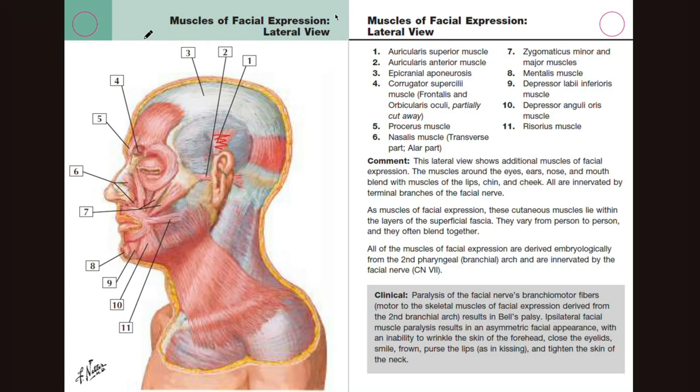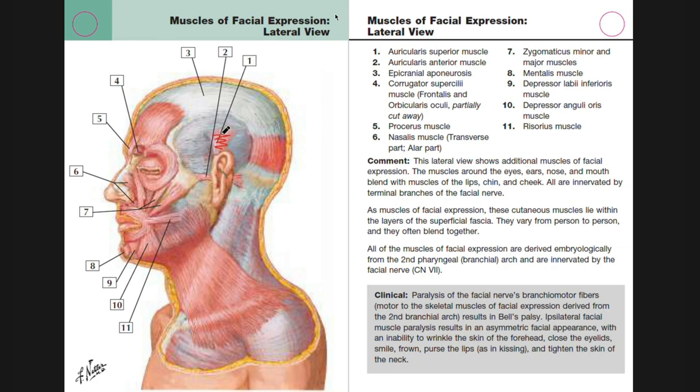Wherever you may be watching us, in today's video we will continue with a walkthrough of Netter's anatomy flashcards, continuing now with the different muscles of facial expression, seen here on lateral view. You can follow the cursor along as we look at the different labeled components.